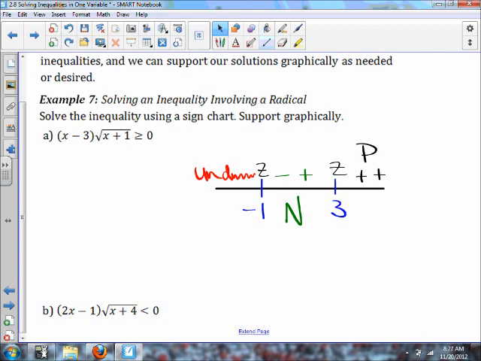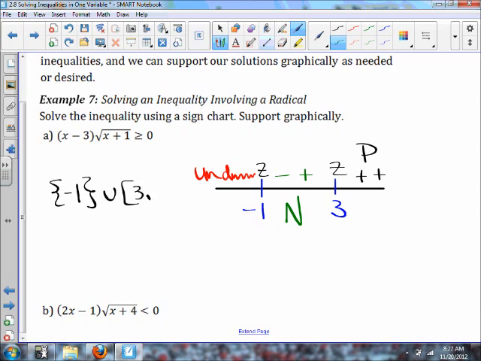Now, where is this thing greater than or equal to 0? Well, it's greater than 0 from 3 to infinity, right? Where is it equal to 0? It's equal to 0 at negative 1 and 3. So our solution will actually be this. Braces negative 1 in union with bracket 3 to infinity. Do the best you can on the braces, but remember, once you get into higher level mathematics, you will be using these a heck of a lot.